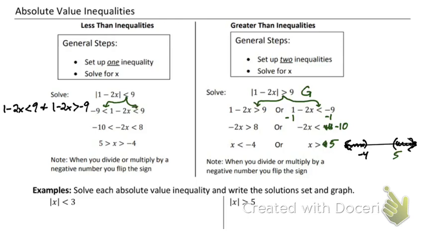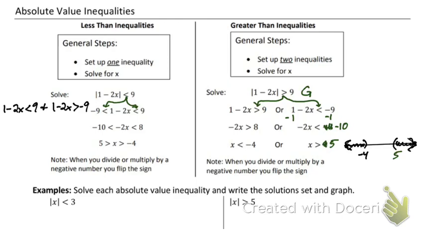All right, then just like we did yesterday, we'd subtract 1 from both sides, which gives us our negative 10. It gives us our 8. Then we divide both sides by negative 2. Note both of my signs change because I'm dividing by a negative 2. And we have 5 is greater than x is greater than negative 4.